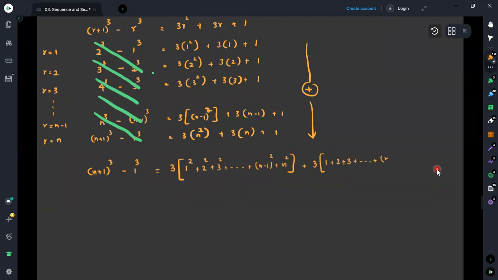Likewise, we are having n minus 1, and at the last term we had n. 1, 2, 3, then n minus 1, likewise n. And thereafter we are adding the ones. Here we had the ones in this way.